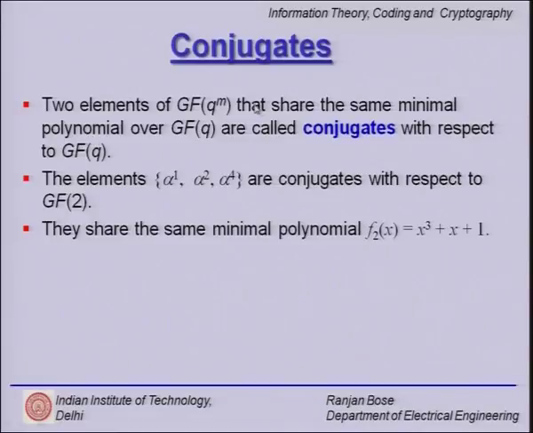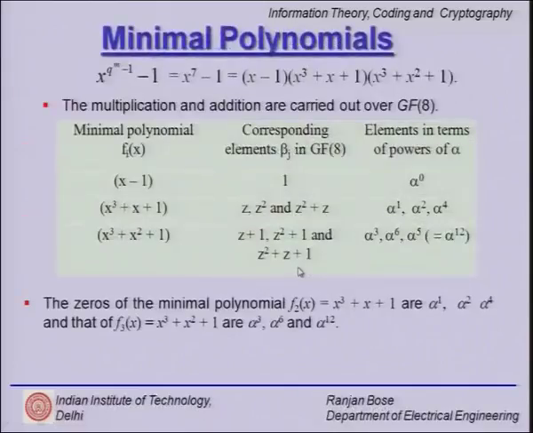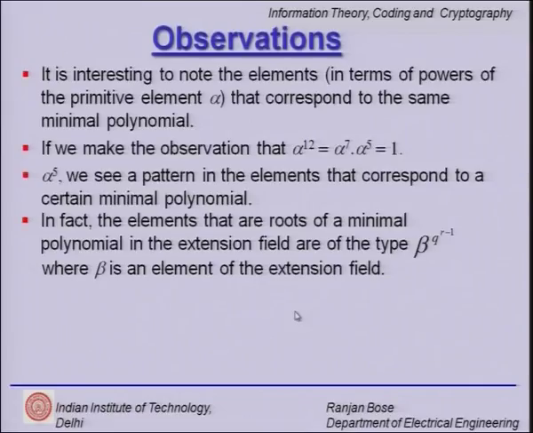Now, two elements of GF(q^m) that share the same minimal polynomial over GF(q) are called conjugates with respect to GF(q). For example, you have seen that alpha raised to power 1, alpha raised to power 2, alpha raised to power 4 have the same minimal polynomial. Similarly, we had seen in the previous slide that alpha cubed, alpha 6, alpha 12 share the same minimal polynomial. So, they are also conjugates.